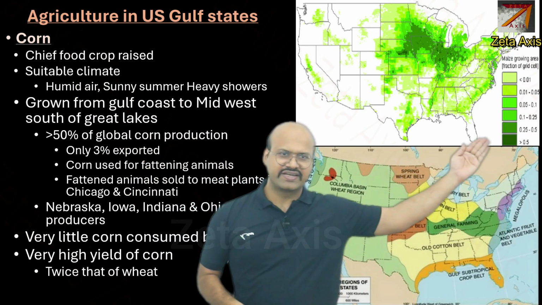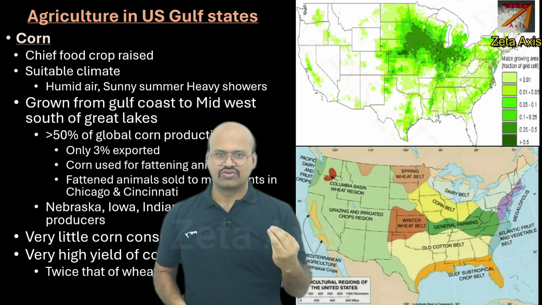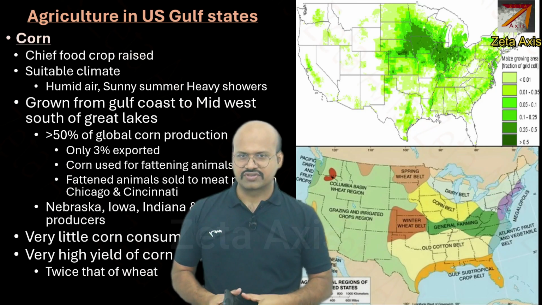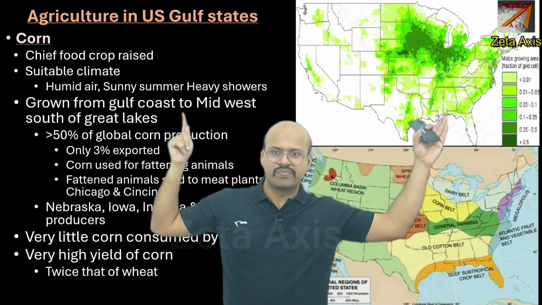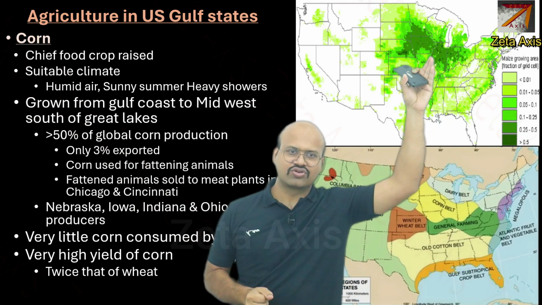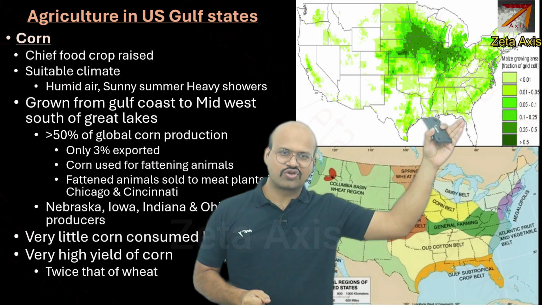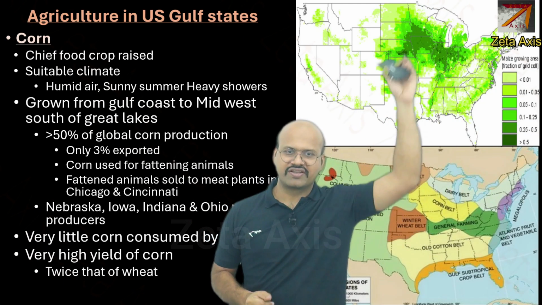We can see that these regions marked in this green color, corn is grown in very high proportion. It is grown from the Gulf Coast to the Midwest, south of the Great Lakes. So here we have the Great Lakes and it is grown till here. So right from the coast to the lakes, we can see that in all this region corn is grown.